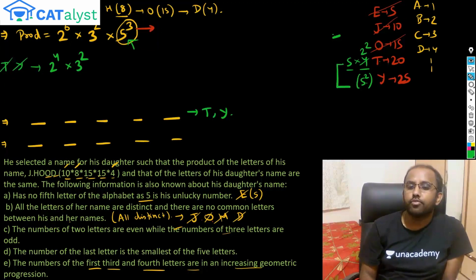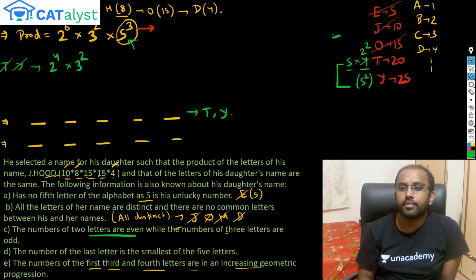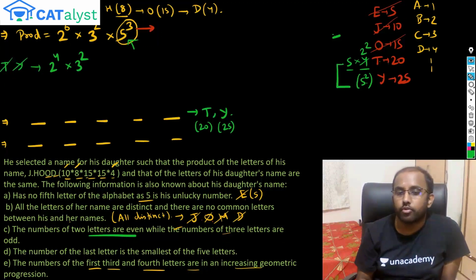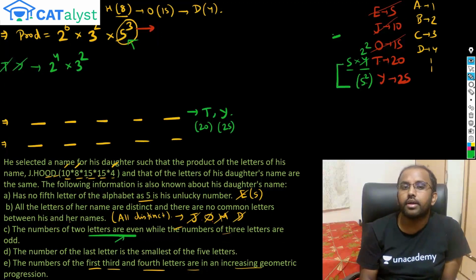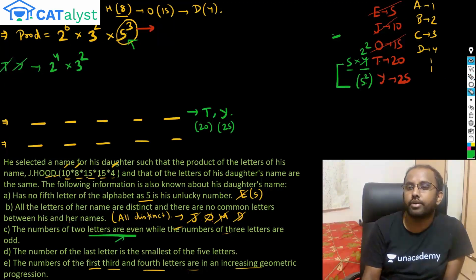Now if you observe this information, there are 2 even letters and 3 odd letters. Out of T and Y, because T contained 20 and Y contained 25, 1 even and 1 odd is already finished. That means there were total 2 even numbers here, so already 1 even number is taken. So in this only 1 even will be left, right?